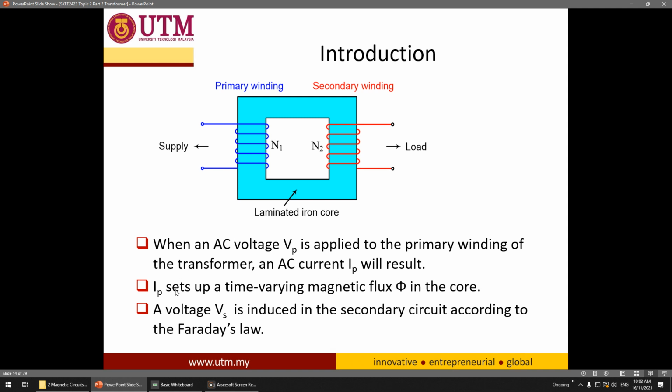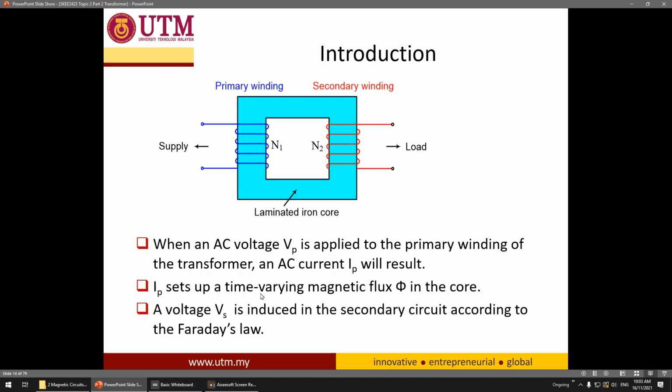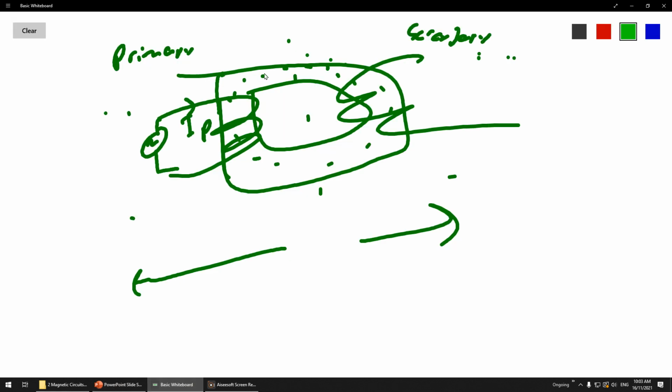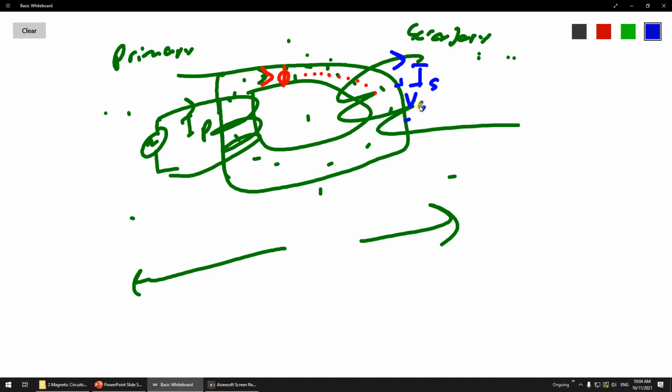Okay, when an AC voltage VP is applied to the primary winding of the transformer, an AC current IP will result. So you can see here you put a supply, primary always takes the supply, and then you produce I primary, and the time-varying current will produce flux. So recall, maybe I draw this is the flux. In the magnetic circuit you produce flux, and then at the secondary side it will produce I secondary, IS, and also VS, plus minus VS.